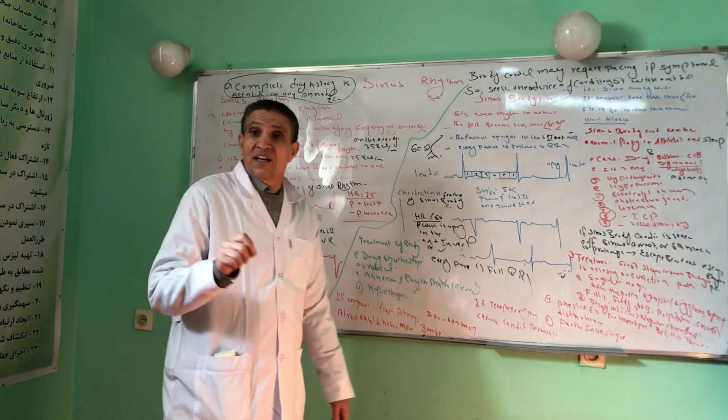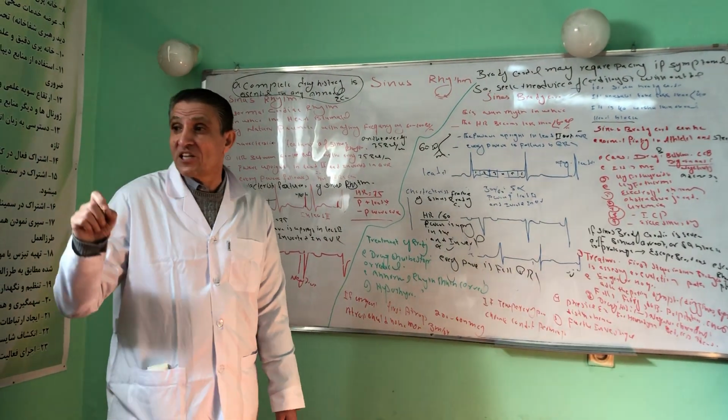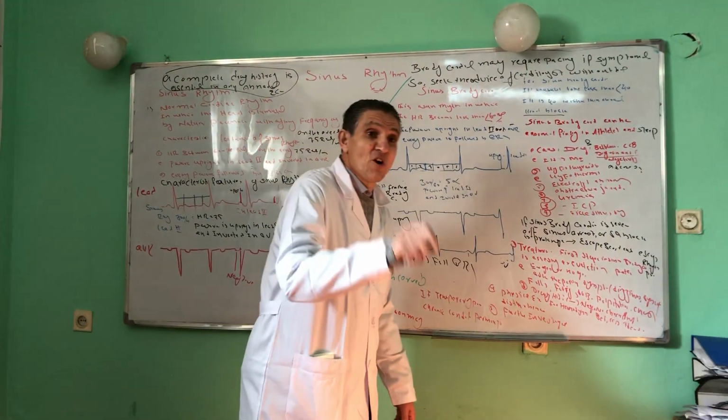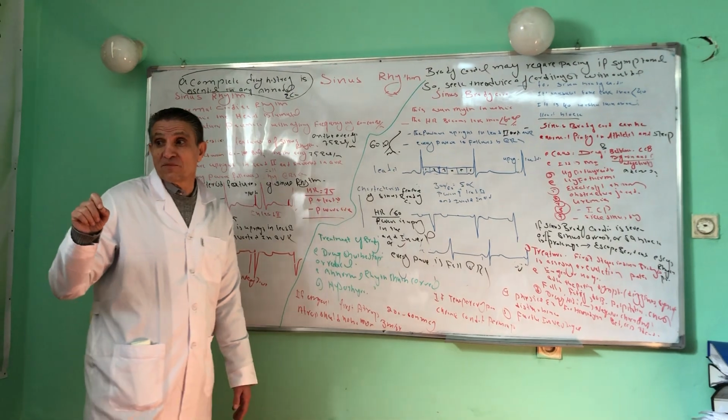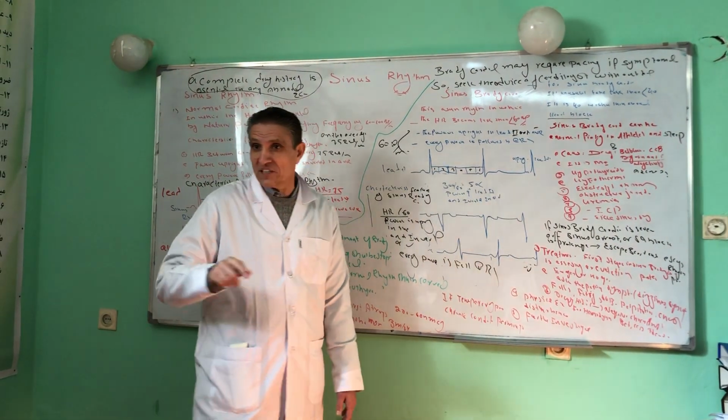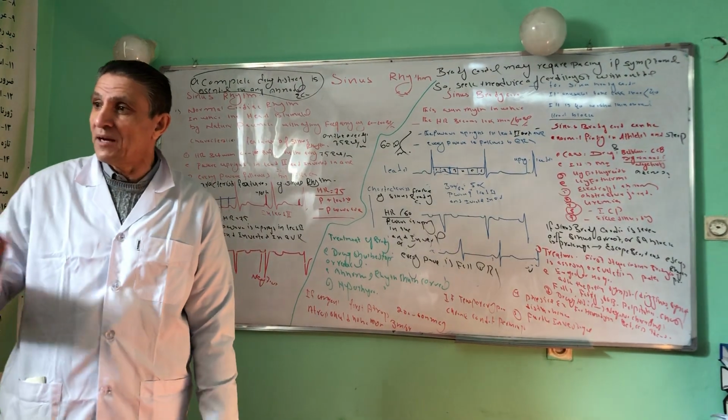First step is evaluation of the patient, whether this patient is urgent or non-urgent. The second thing, you ask the patient about symptoms which represent bradyarrhythmia. For example, dizziness, syncope, fall, fatigue, chest pain, shortness of breath, and palpitation.